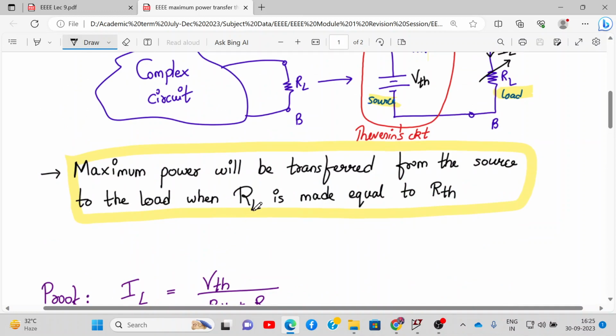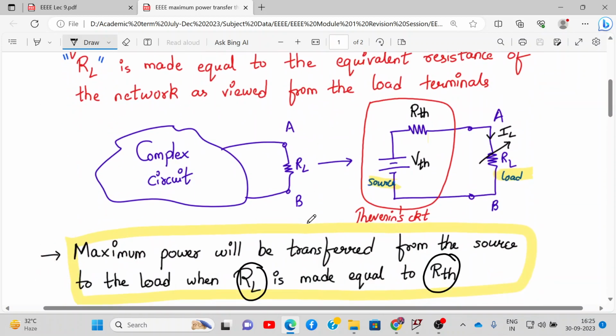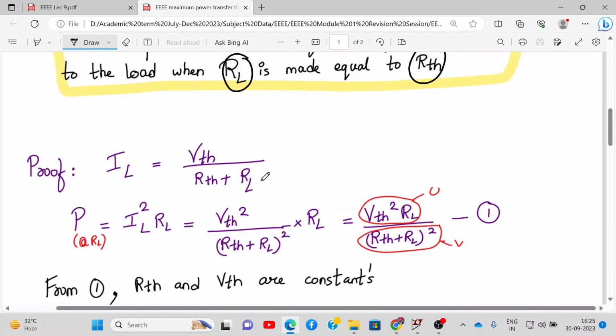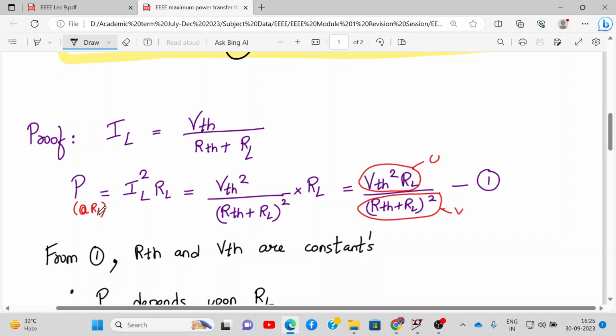Maximum power is transferred when your value of RL is made equal to RTH. So let us see how it happens. From this network, if we calculate, IL will be given by VTH upon RTH plus RL. So that is what we have written over here. Power across the load RL will be I square R, so that will be IL square RL. IL is VTH upon RTH plus RL, so it will be VTH square upon RTH plus RL the whole square, into RL.